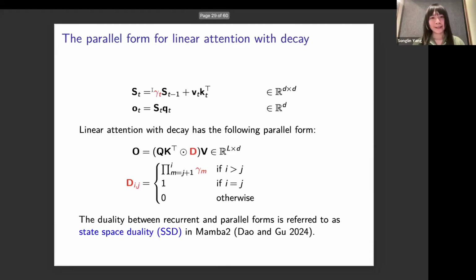Firstly, we have data-dependent decay. This is a scalar value. So for all of these d times d channels, they share the same decaying speed, gamma t, which could be problematic because in traditional models such as LSTMs, there is more fine-grained control over the recurrent memory.